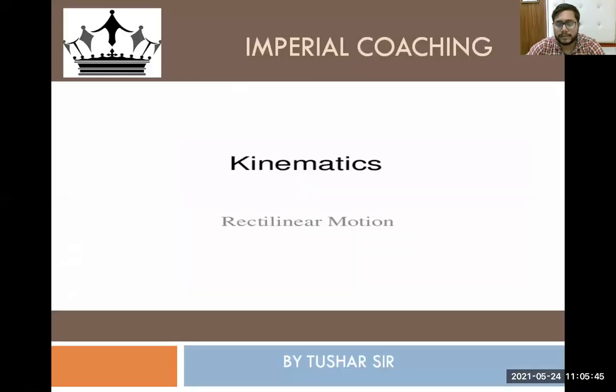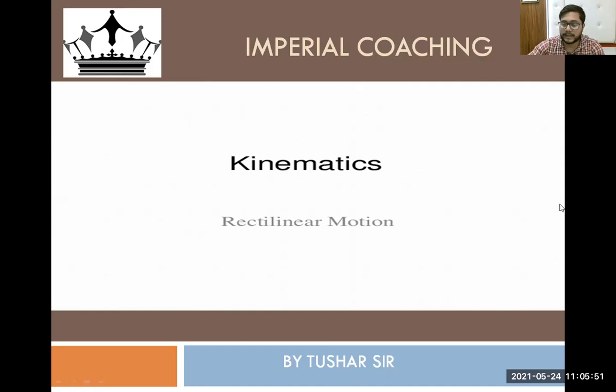So good morning everyone. Today we are going to start a new lesson related to kinematics. Okay. So in kinematics, what we will discuss here, let me share it with you. So this is the topic that we study today, that is kinematics.